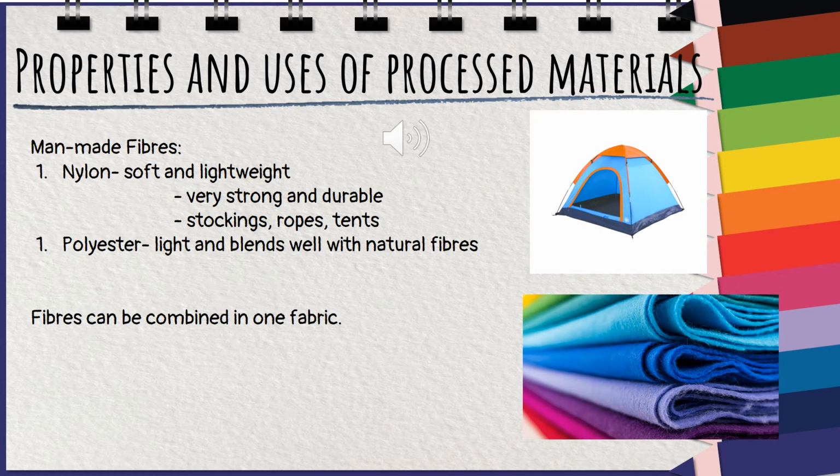There's also 2 man-made fibers that you need to know. There's nylon and then there's polyester. Nylon is soft and light. It's very strong and durable. We usually use it for stockings, ropes, and tents. Polyester is light and blends well with natural fibers. Fibers can be combined in one fabric. So you could have a jersey that's made of wool and polyester.